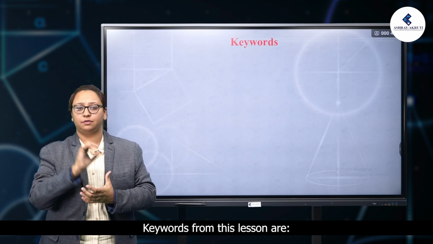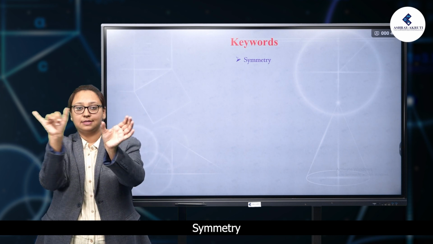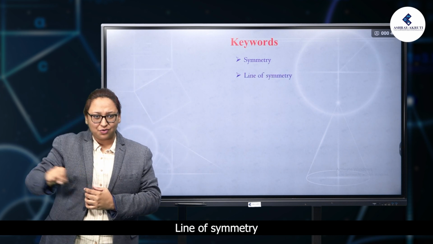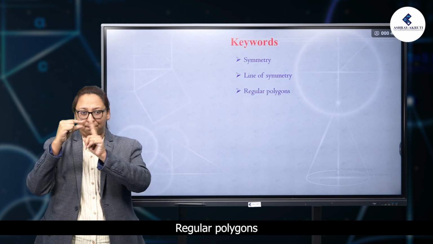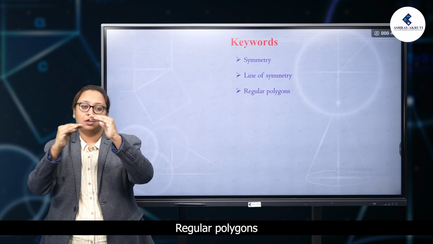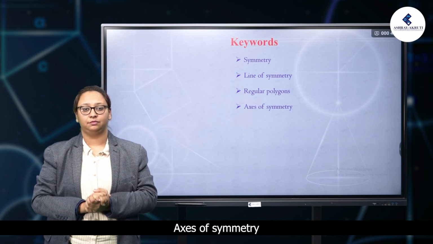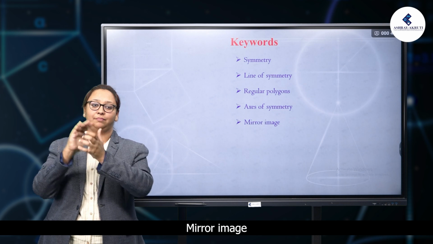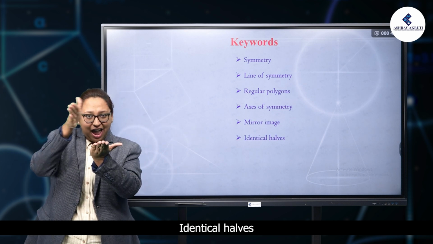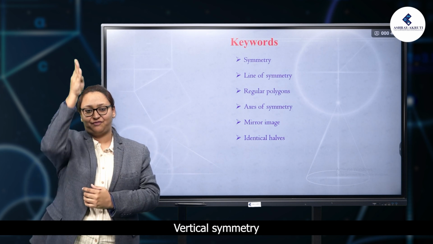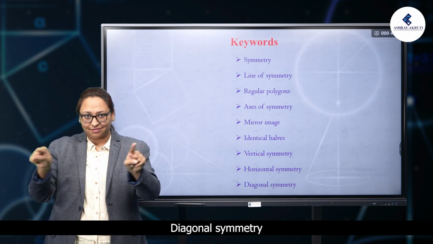Keywords from this lesson are symmetry, line of symmetry, regular polygons, axis of symmetry, mirror image, identical halves, vertical symmetry, horizontal symmetry, diagonal symmetry.